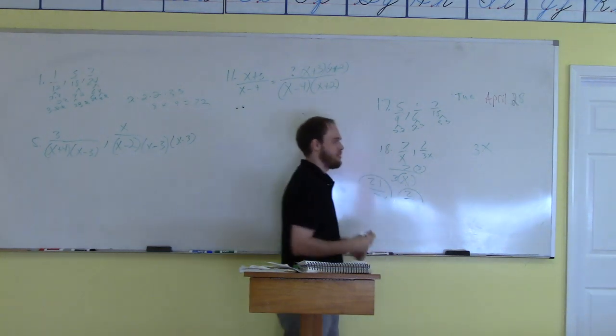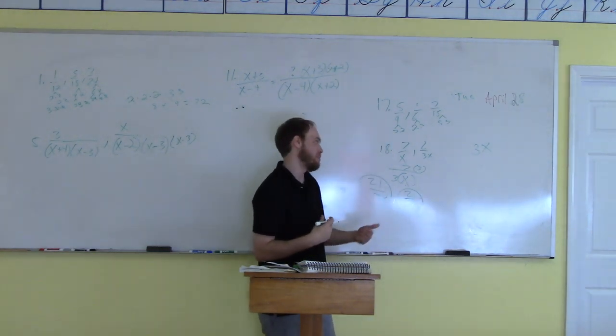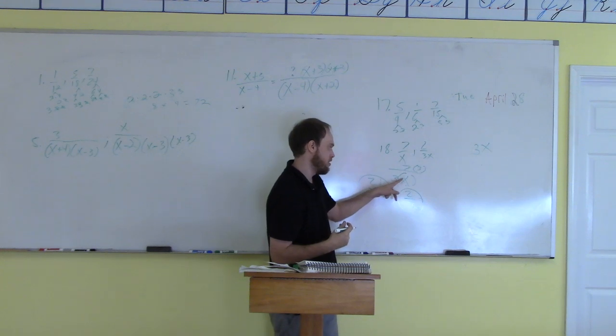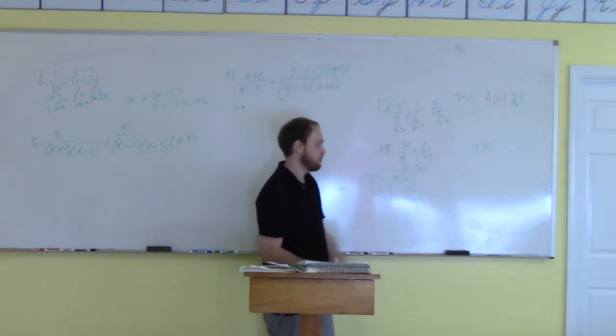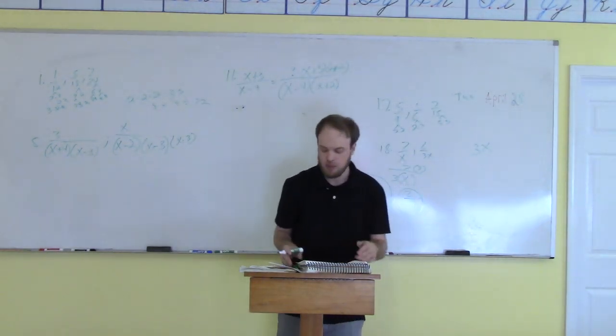So basically you just have to make sure they each have the common denominator. This one was missing the 3, so we had to multiply by 3 top and bottom. And so that's pretty much what you're going to do.